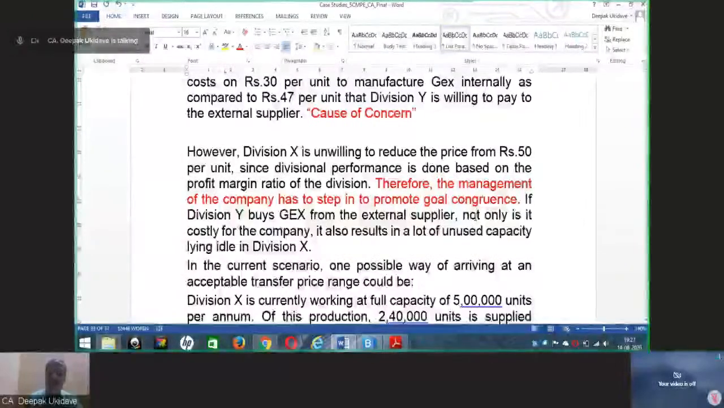If division Y buys checks from external supplier, not only is it costly for the company, but it also results in a lot of unused capacity lying idle in division X. So this is also a summing sentence on why top management has to intervene, because if division Y continues to buy from the external supplier at 47 rupees, not only does division X make a loss, that's 100% true, but the company will also make a loss, and it will also result in unutilized capacity lying idle in division X.